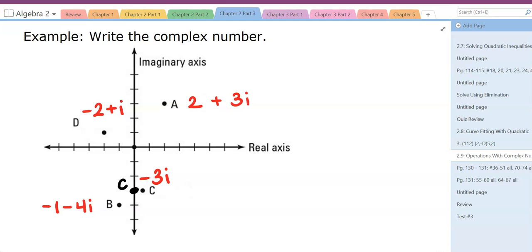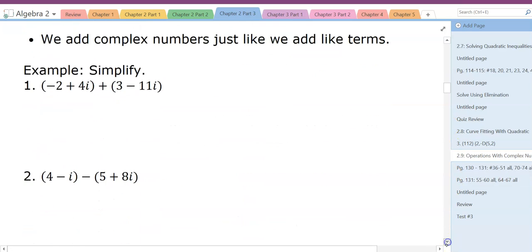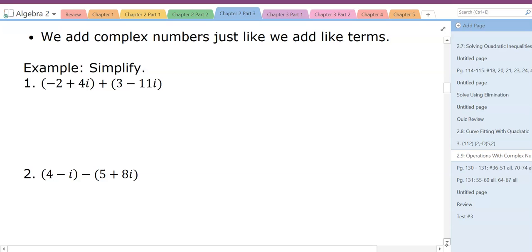All right, so let's talk about adding complex numbers. Now we add them just like we add like terms. So just like in the past when you were given a big set of terms, and you said, okay, all of these are x's, all of these are y's, all of these are plain numbers, you add the like terms just like you did then. So if it helps you, highlight or underline what you think needs to go together.